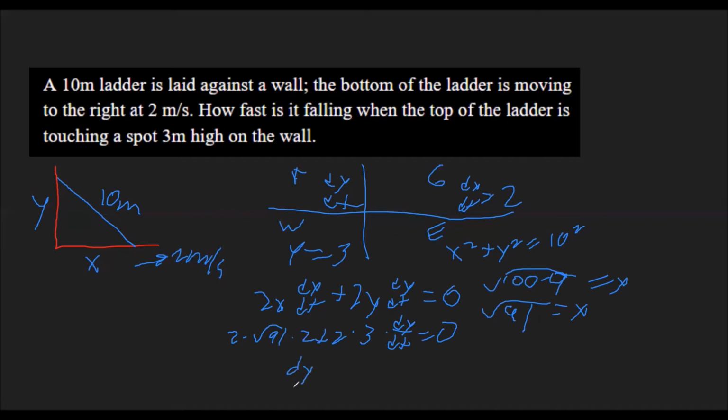So we can isolate dy/dt because that's what we're trying to find. And we know that that's equal to 2/3 the square root of 91. And that's our answer. The ladder is falling at 2/3 the square root of 91 when y is equal to 3.